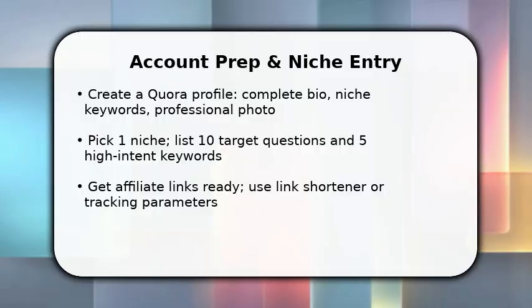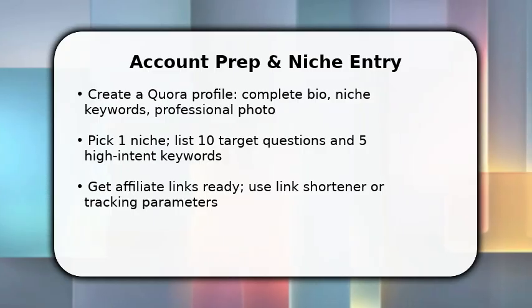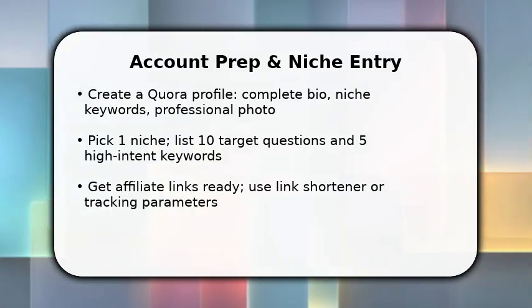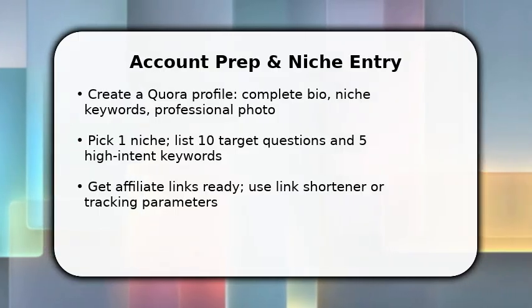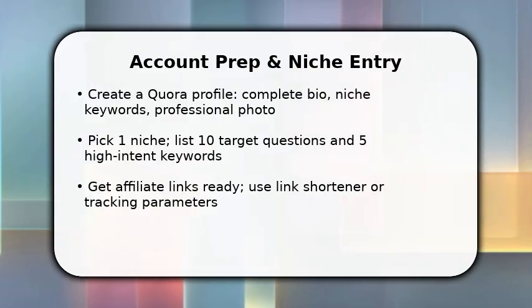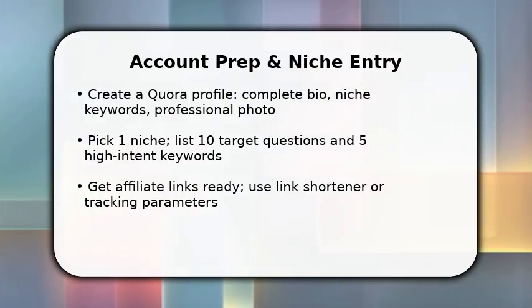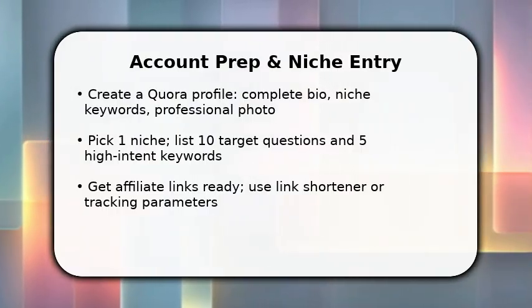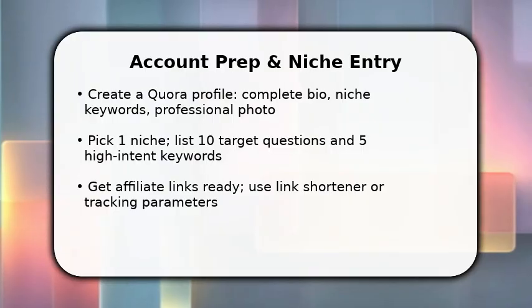Enjoy the video. You start by preparing your Quora presence and niche. Complete your bio with niche keywords and add a clear professional photo so trust builds fast. Once done, pick one niche and compile 10 targeted questions that show buyer intent. Add 5 high-intent keywords to your notes. Make sure your affiliate links are formatted and tracking ready. Use a shortener or UTM tags.